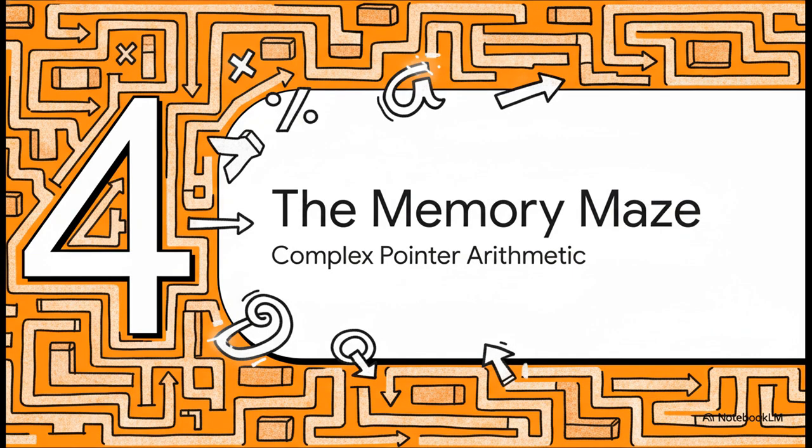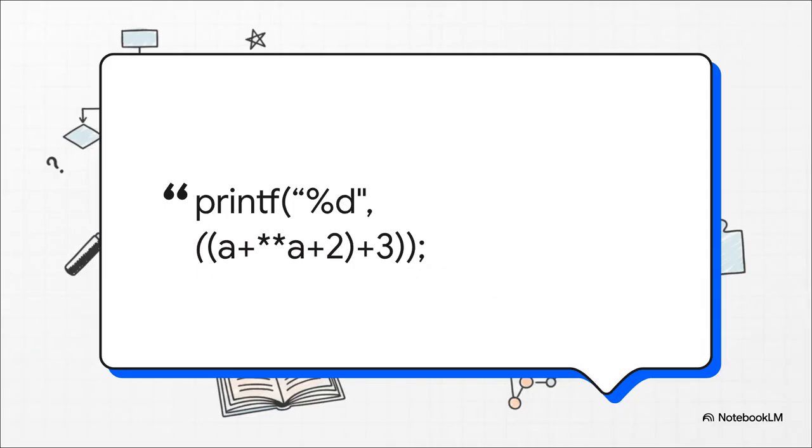All right, time to venture into what, for many, is the scariest part of C, pointers. We are about to navigate the memory maze of some seriously complex-looking pointer arithmetic. This line of code, this is pure intimidation. It's designed to make you panic. It's an expression with a 2D array, and it's written in the most confusing way possible on purpose.